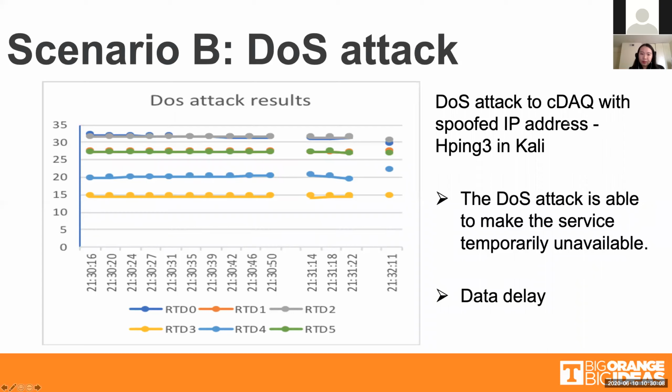The second scenario is a DOS attack to the NI chassis with a spoofed IP address using hping3 in Kali. So we can see these are the data we collected under the DOS attack, and we can see here there are some data loss due to this DOS attack. So this concludes that DOS attack is able to make the service temporarily unavailable.